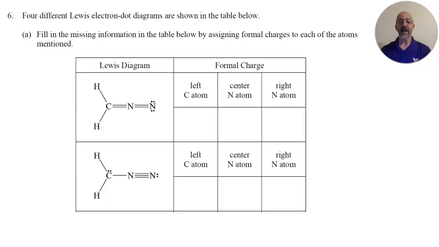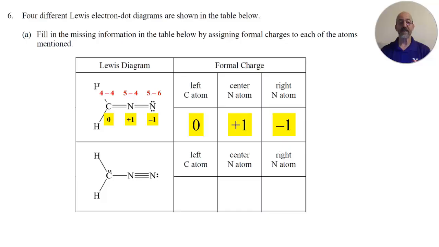There's the left carbon atom. Carbon has 4 valence electrons, and I see 4 bonds, so that would be 4 minus 4, which is 0. Nitrogen has 5 valence electrons. I see 4 bonds, so that would be 5 minus 4, which is positive 1. Nitrogen has 5 valence electrons, and I see 4 dots and 2 bonds, so that would be 5 minus 6, which is negative 1. So 0, positive 1, and negative 1.